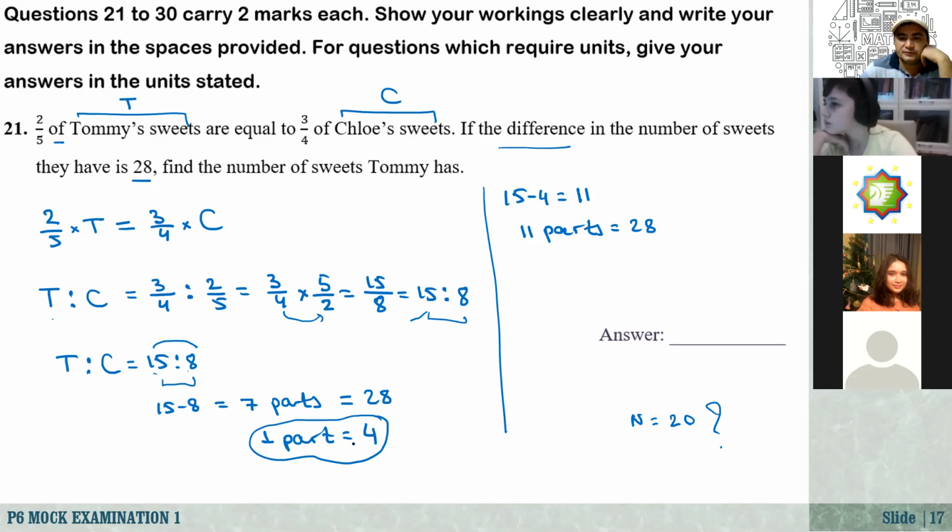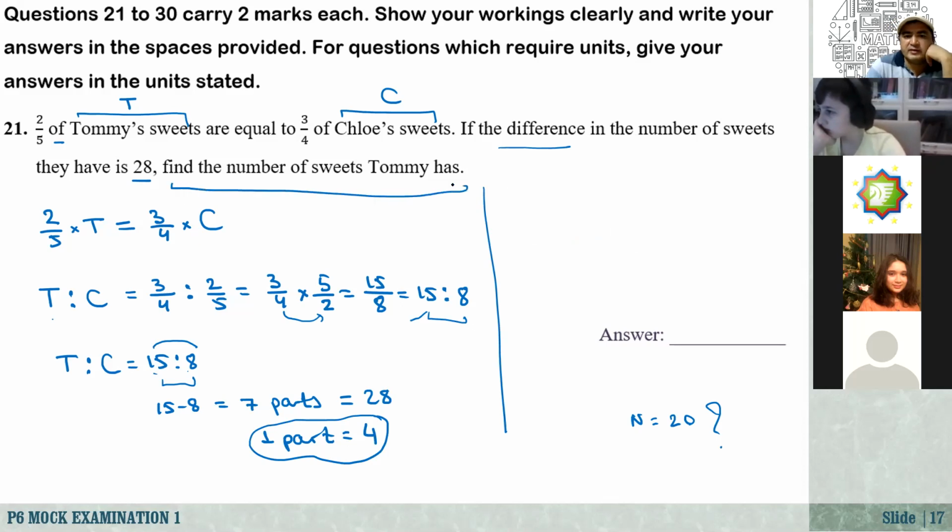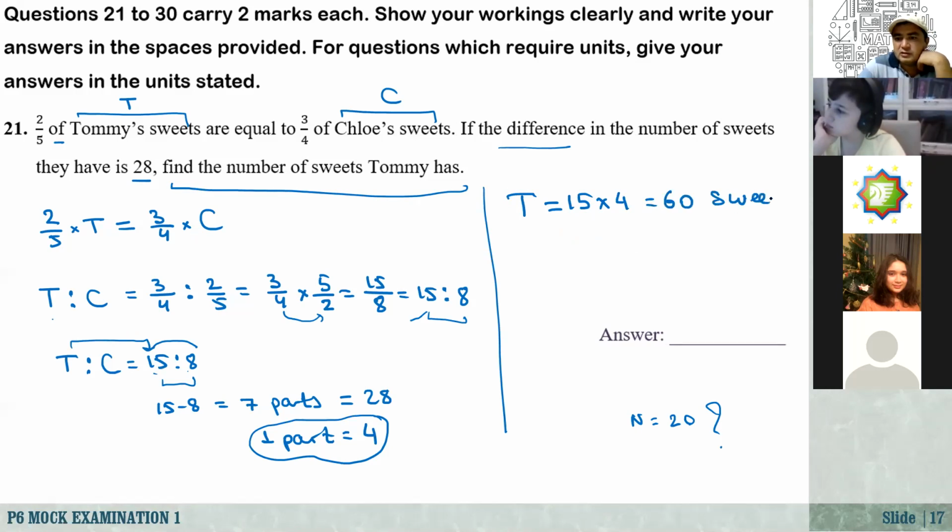Now, what is the question? Turan, can you read the last part of the question? Find the number of sweets Tommy has. So Tommy has how many parts? Tommy has 15 parts, right? And each part is equal to how much? 4. So that's equal to 60 sweets. So Tommy has 60 sweets.